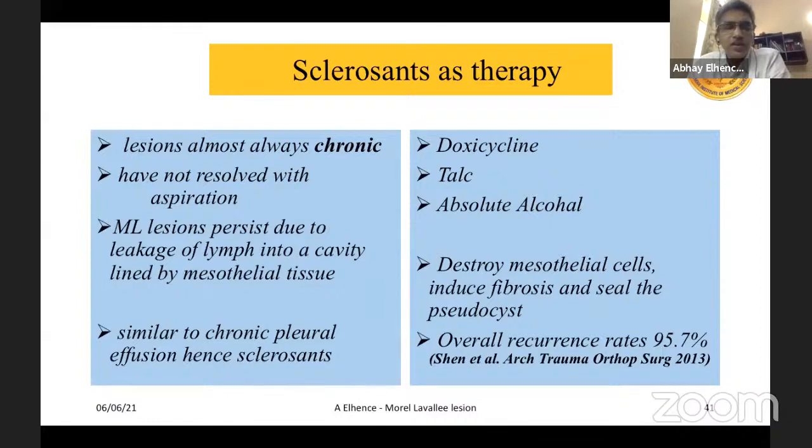What was important to register is that these were lesions very similar to the pleural effusions which one saw in tubercular patients in pulmonology. And therefore, the technique used to treat these was what was used in the pulmonology patients, and that was to give them doxycycline, talcum, and absolute alcohol. These are the three sclerosants which are used.